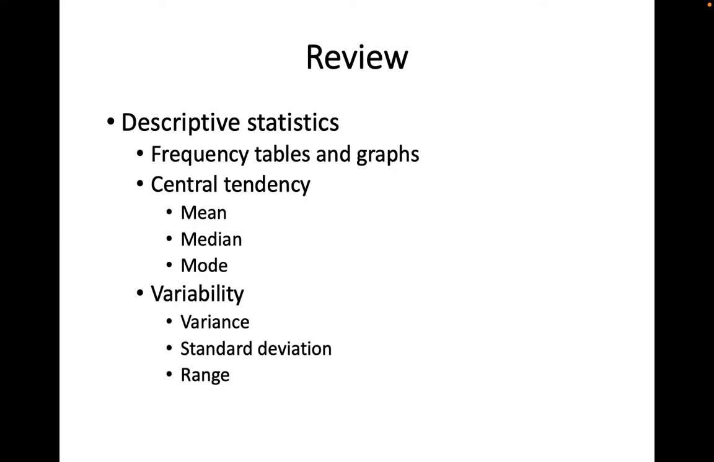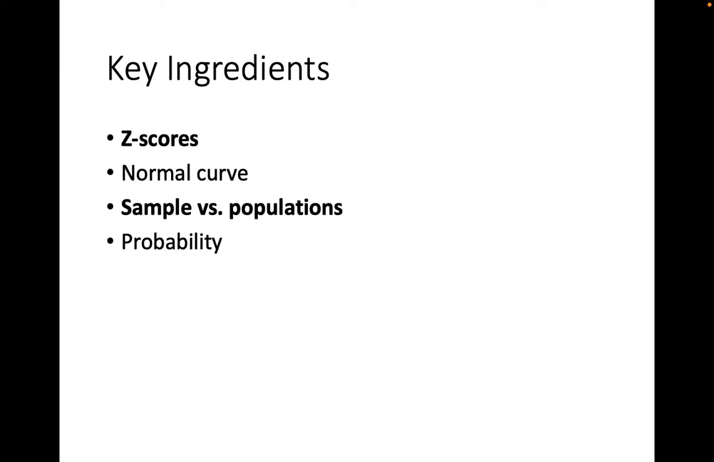The mean and the standard deviation are also the basis for the key ingredients for the inferential statistics that we'll learn in this lecture. So here are the 4 key ingredients that I will review in this lecture and the next. This is the order that they're presented in the textbook chapter. So in this lecture, I'm going to review what's in bold, which are z-scores, and then I'll also return to the distinction between samples and populations, which I touched on in the very first lecture.